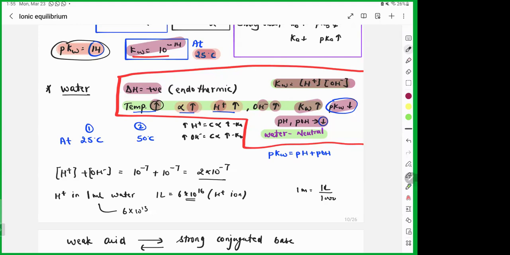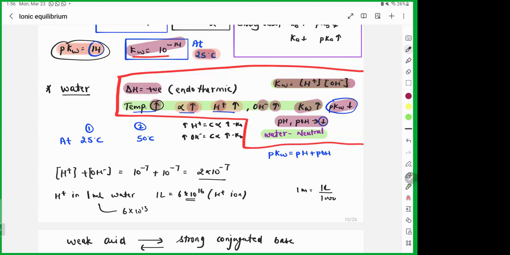Neutral. Neutral. Mridul, acid, base, or neutral? Slightly acidic should be, sir. Slightly acidic. Barinder, yes sir, this will be neutral.